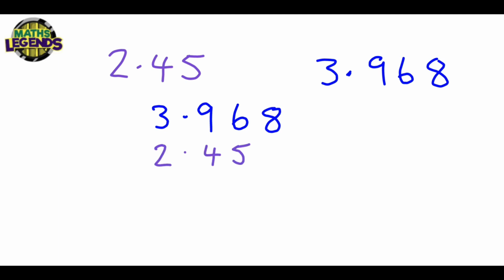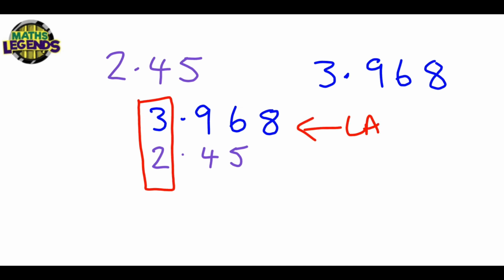And then again, we compare the numbers that are furthest to the left. So here, the numbers on the left would be the 3 and 2. Again, using our numerical order, 3 is bigger than 2, so we know that this one is larger.